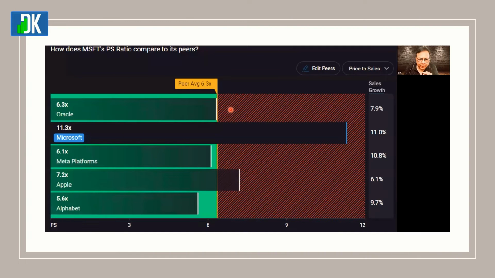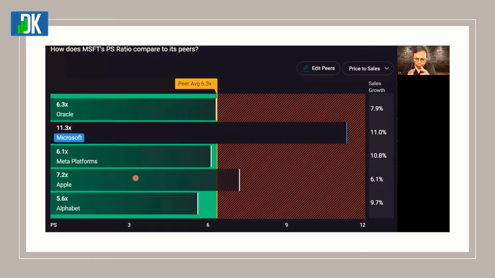Now let us take an example of how the PS ratio should be understood. For example, we are analyzing the Microsoft stock. Microsoft is a technology company, so we have to compare it with other technology companies. Here we can compare the PS ratio of Microsoft with Oracle, Meta Platforms, Apple, or Alphabet. The PS ratio of Microsoft stands at 11.3 times, while Oracle is 6.3, Meta Platforms is 6.1, Apple is 7.2, and Alphabet is 5.6.